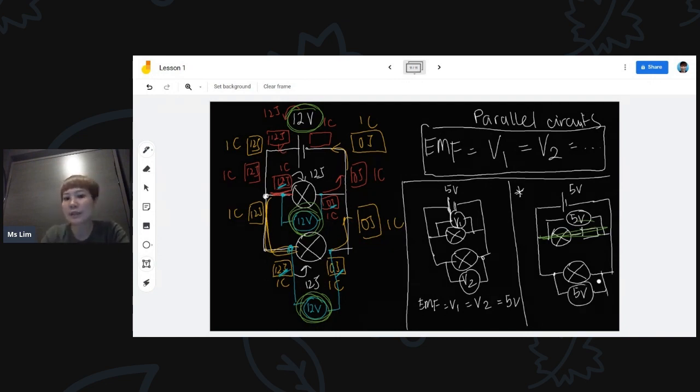So this is how you understand that EMF is equivalent to the potential difference for that branch, and if that branch has 2 components, then the sum of these two will give you 5 volt. So if this is 3 volt, this must be 2 volt, all right, and the third path. I hope this clarifies some of the misconception.